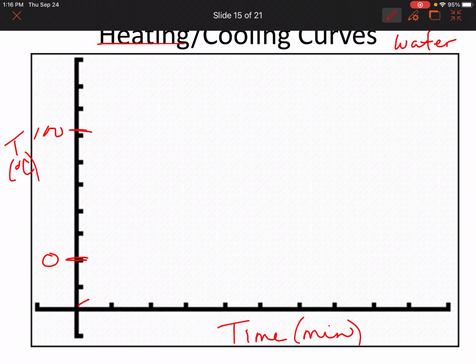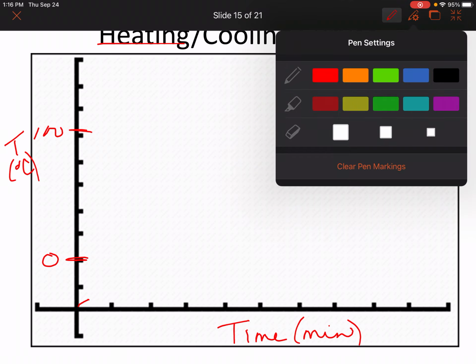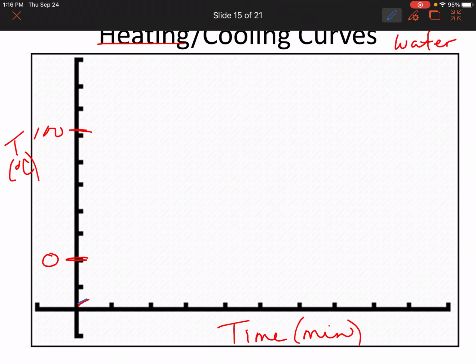Now, in this phase, I'm going to switch pens here. In this phase, it is going to be what state? Yeah, so below 0, this is going to be ice, right? So this is going to be our solid. Now, what happens at the melting point? And I want you to think about your real life.